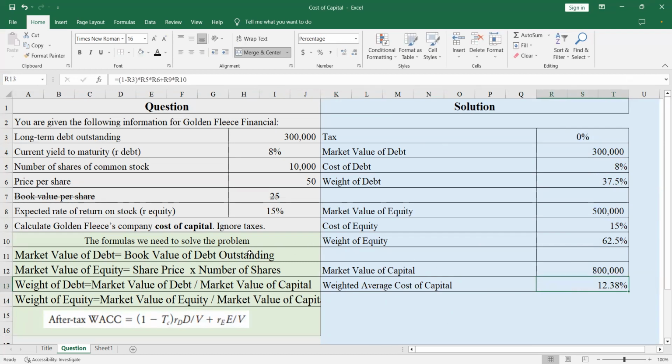Whenever you're finding weighted average cost of capital, always remember to use the market values. Never use the book values.